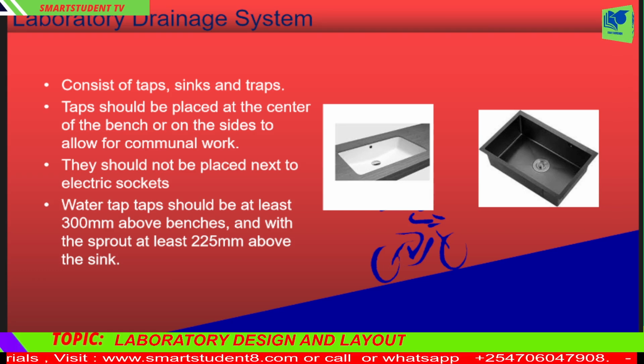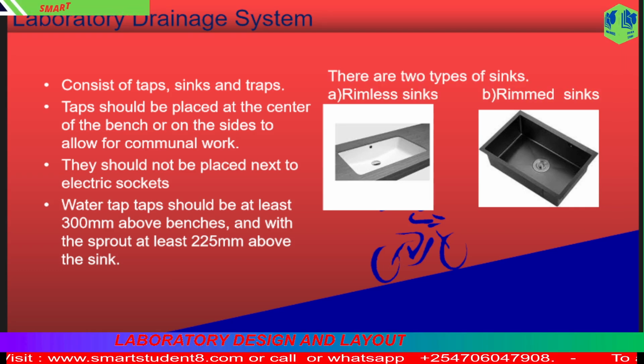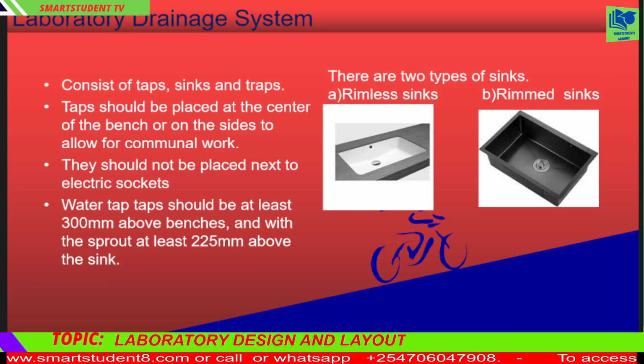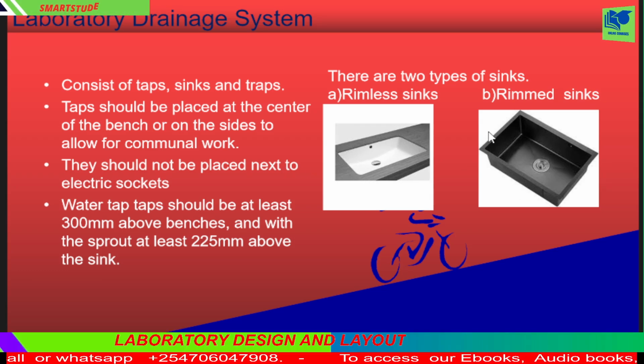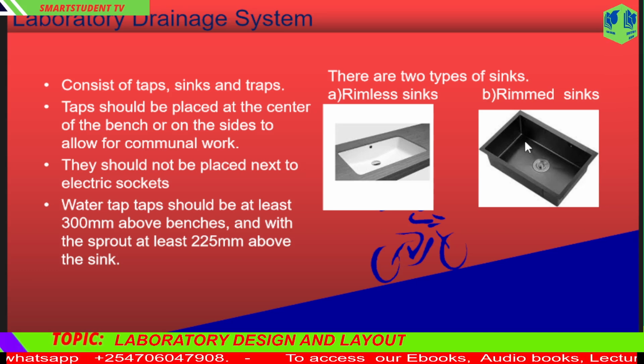There are 2 types of sinks. A. Rimless sinks. B. Rimmed sinks. Rimless sinks do not have rims and are fitted tightly on the bench. Rimmed sinks have rims that lie over the bench surface. There are 2 types of rimmed sinks, externally rimmed sink and internally rimmed sink.